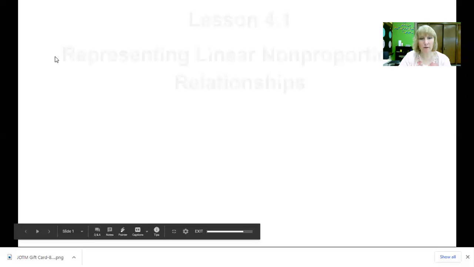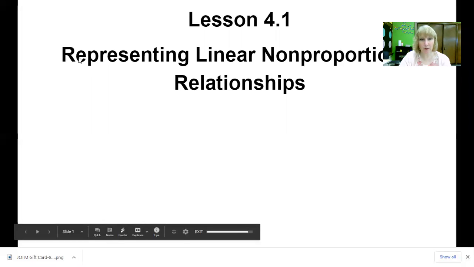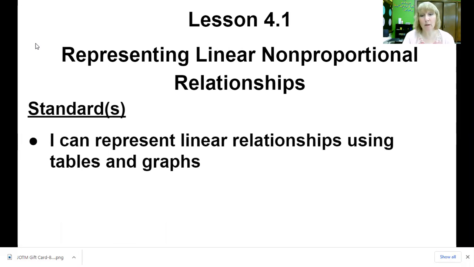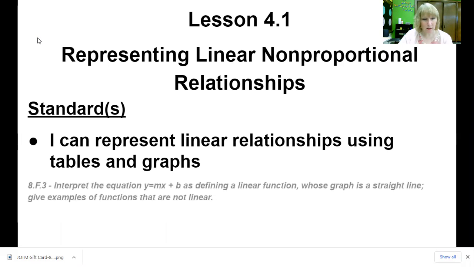Okay, like I said, this will be representing linear non-proportional relationships. And the standard will be I can represent linear relationships using tables and graphs. And this will be from 8F3. Interpret the equation y equals mx plus b as defining a linear function whose graph is a straight line. Give examples of functions that are not linear.